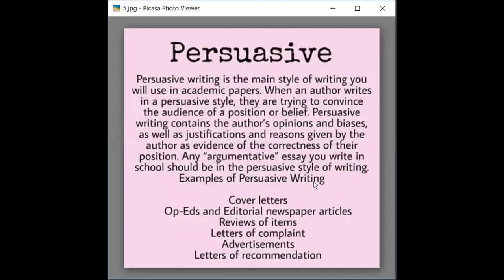Reviews of items are also very persuasive. Letters of complaint: when you write a letter of complaint, you persuade somebody to do something or not to do something. Advertisements are totally persuasive. They make you buy something or use something. Letters of recommendation are also persuasive.